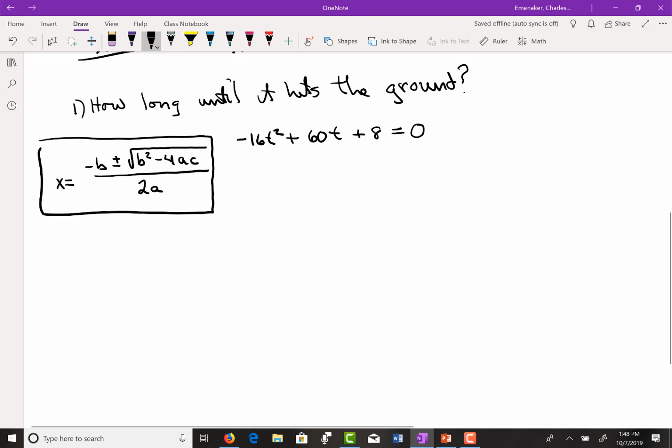Secondly, it must be equal to 0. If it's equal to 3, if it's equal to 4x minus 7, you've got to move all that stuff back over to the left-hand side. It must equal 0. Okay? Won't work otherwise.